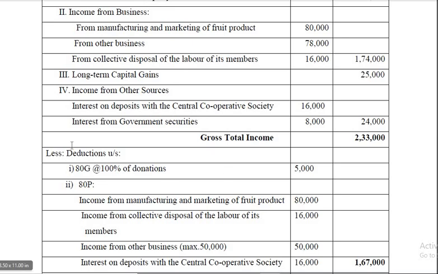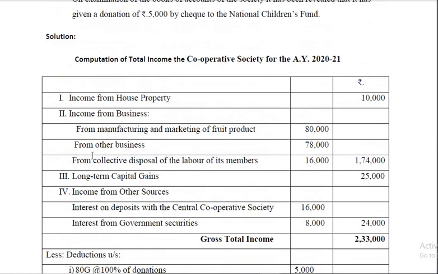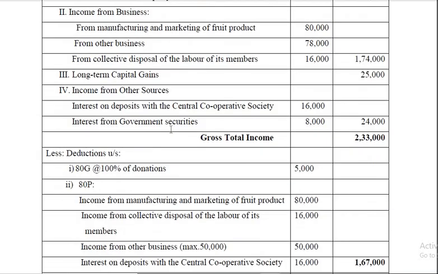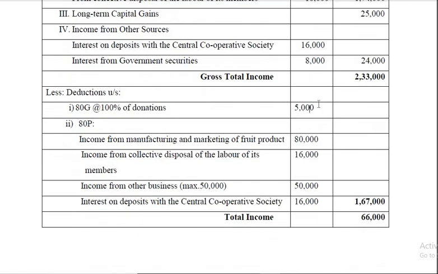Let us see the deductions now. Here are donations, 5,000 rupees to the National Children Fund. This will fall under 100% qualified amount, and the deduction is also 100%. Therefore, the entire 5,000 is qualified and deductible at 100%. Therefore, the entire 5,000 is taken as deduction under 80G.